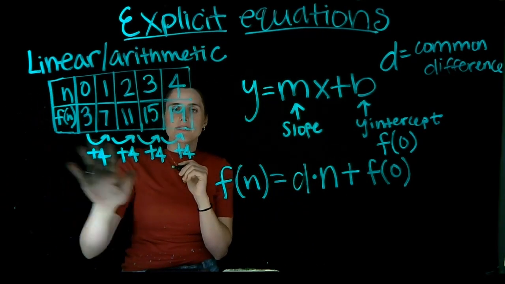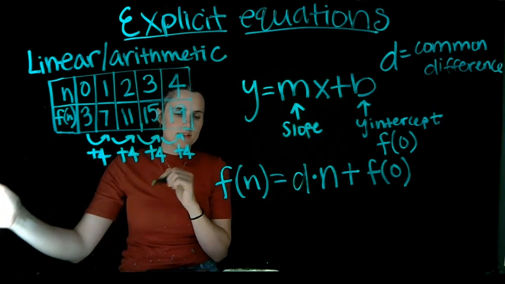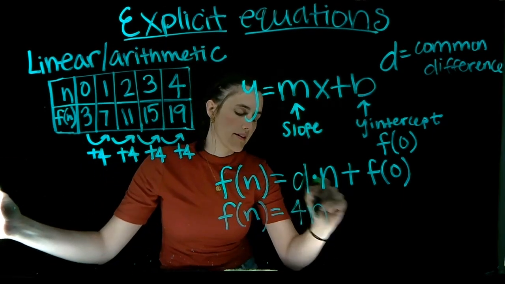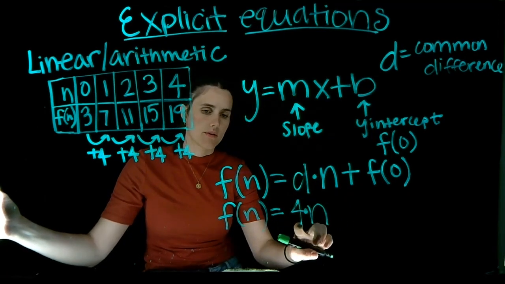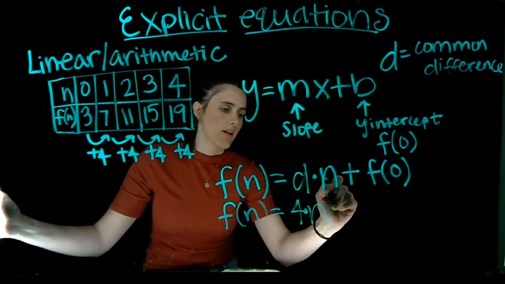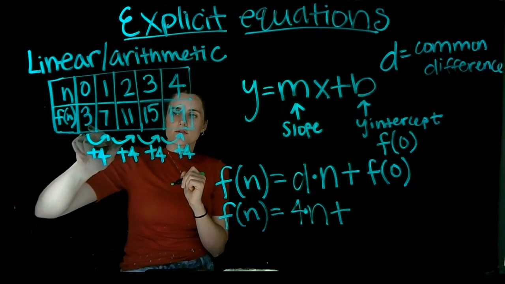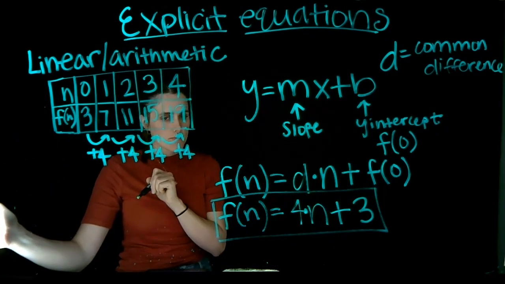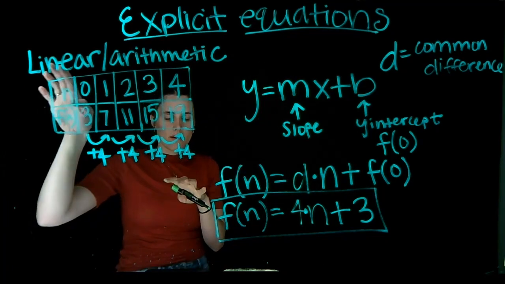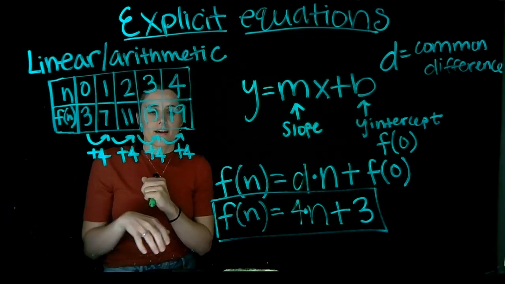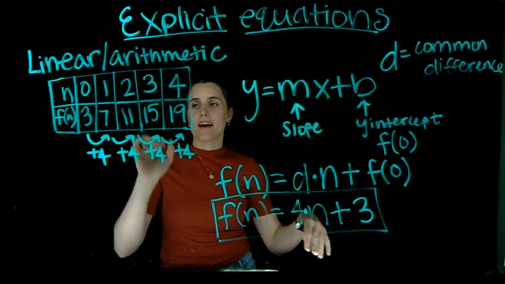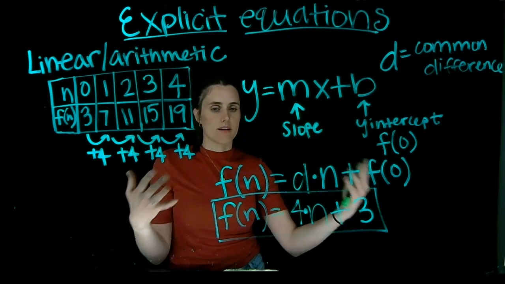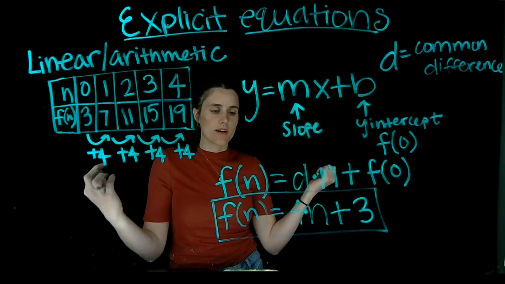If we replace it with the numbers we know for this table specifically, we'll have f of n. We know the common difference is 4, so 4n, and you can write times n if you want, or you can just write 4 next to the n. That means the same thing. Plus, we know that f of 0 is 3, so our y-intercept is 3. So this right here is how you write an explicit function or explicit equation for this specific table that we've been given. And we don't have to specify that f of 1 is 7 or f of 2 is 11 because this equation gives us enough information, and we can even find the 300th term if we wanted to.